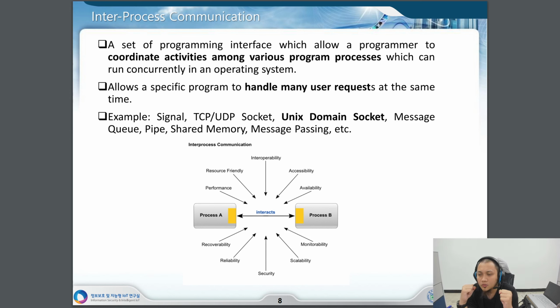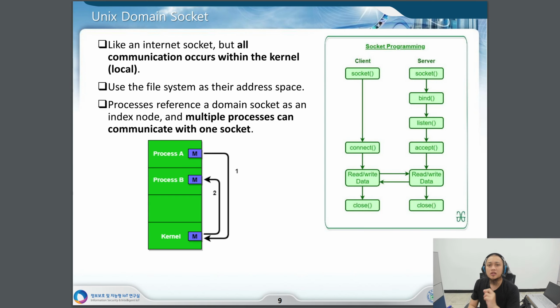Also in this research we use a Unix domain socket, which in our opinion is the best to use in this case. There are also other techniques like message queue, pipe, shared memory, message passing, etc. Just like an internet socket, this Unix domain socket is meant to communicate with one socket, and other processes can communicate with each other.